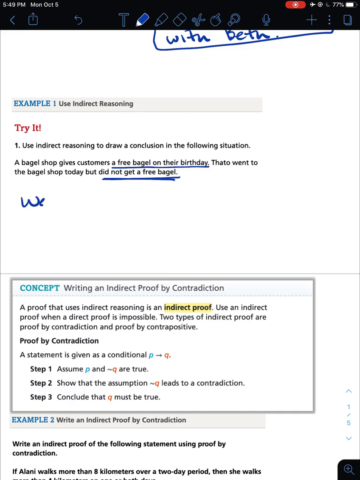So we can assume that today is not Thedo's birthday.